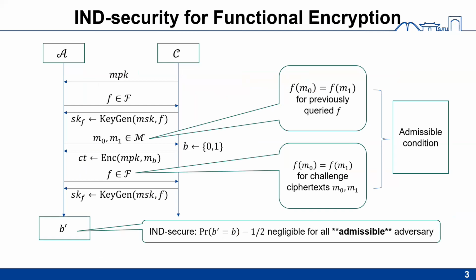We first formally recall the definition of IND security for FE. As shown in these slides, the adversary A cannot distinguish between a ciphertext of m0 and a ciphertext of m1, even if it is allowed to query secret keys SK_f any polynomial number of times for many different functions f, provided that f(m0) equals f(m1). We say that A is admissible if it only makes queries such that f(m0) equals f(m1).